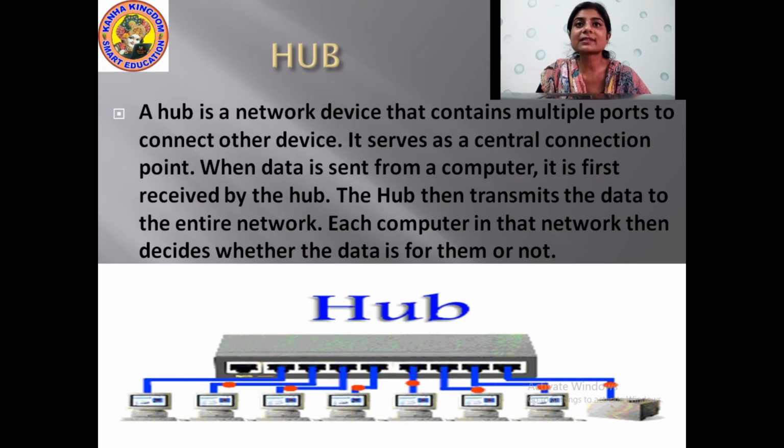The hub then transmits the data to the entire network. First it is received by the hub, and then the hub transmits the data to the entire network through which the computers are connected. Each computer in that network then decides whether the data is for them or not. If the data is for a particular computer, it will accept it, and if not, it will not accept. Understood?